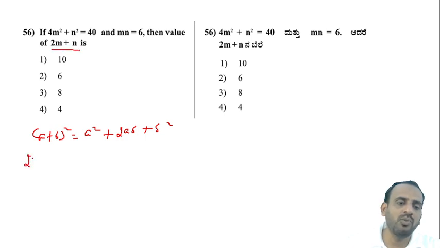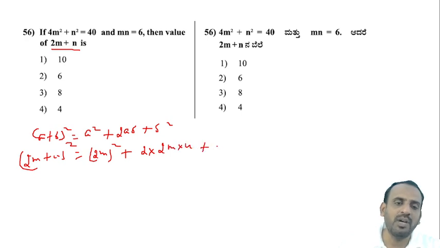Suppose we use (2m plus n) whole square, what happens? Instead of a, we can take it as 2m. So (2m) whole square plus 2 into a, that is 2m, b means n, plus b square, b means n, n whole square. So (2m) square means 4m square plus 2 2s are 4, 4mn, right, plus n square.